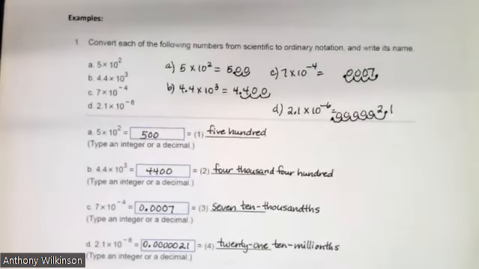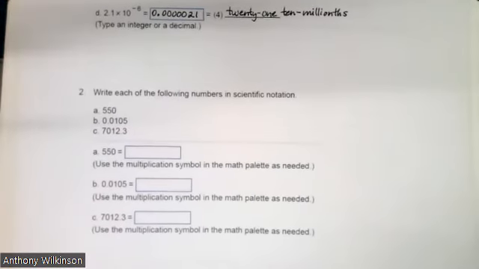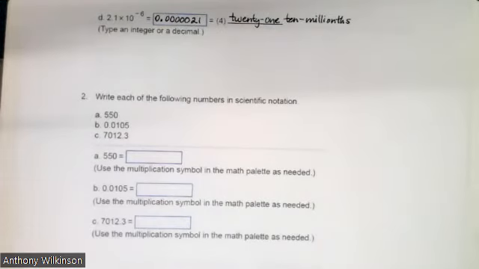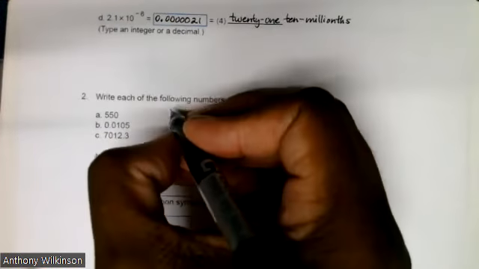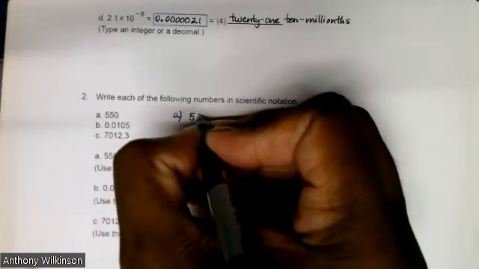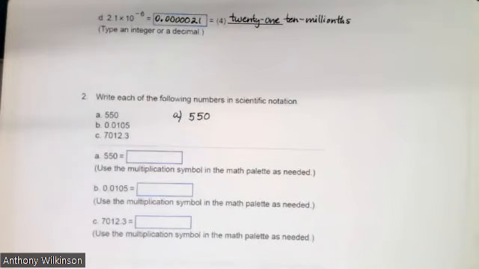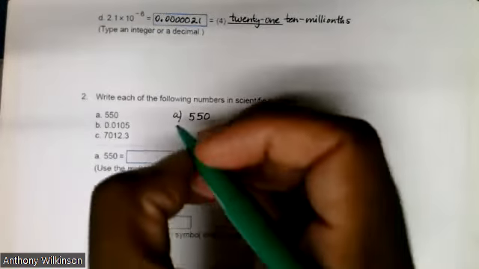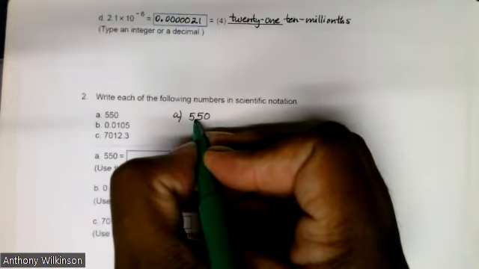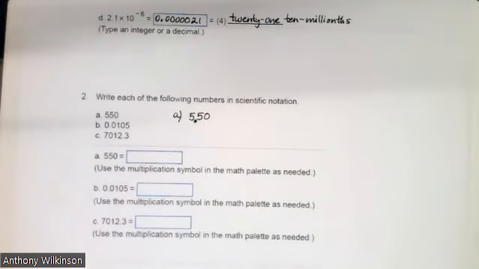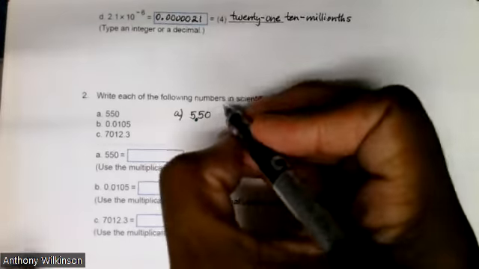So that was number 1. Now, number 2, we're going to go the other way. We're going to write each of the following numbers in scientific notation. Like in this case here in part A, 550. Now, the way we have to write this in scientific notation is this. We need to put the decimal point behind the very first non-zero digit in that number. So the decimal point will be behind the very first 5 here.